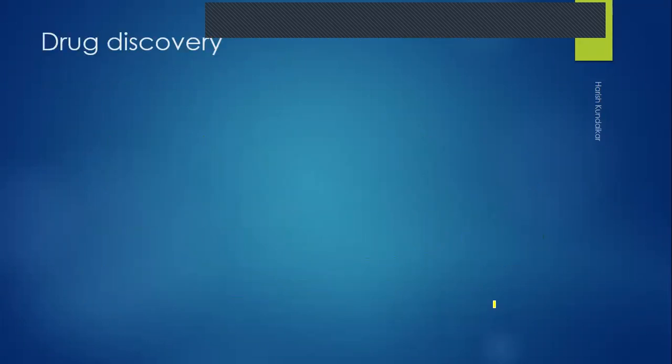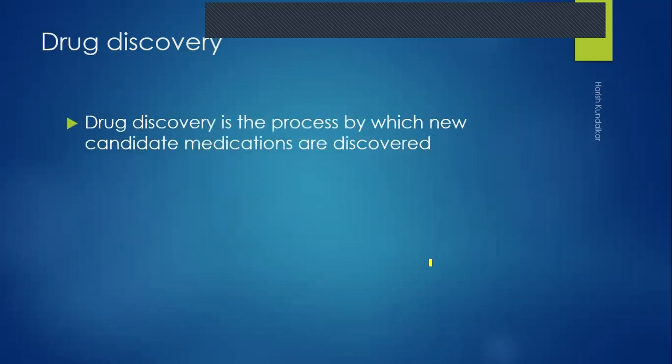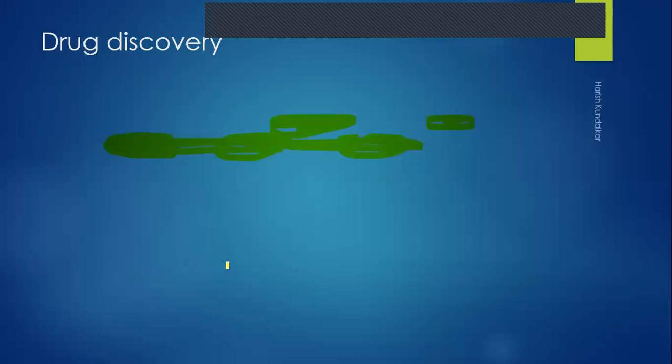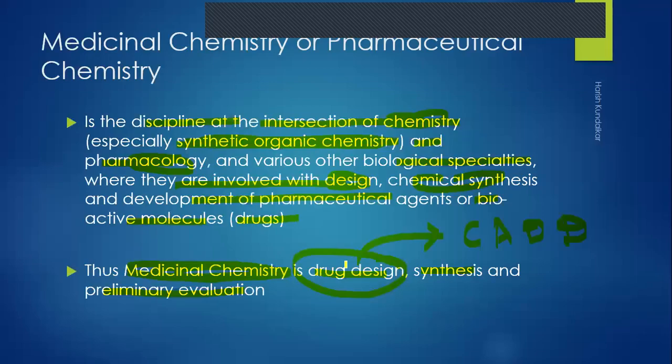Then, what is drug discovery? Drug discovery would be defined as the process by which new candidate medications are discovered. So, if you have to talk about drug discovery, in the previous slide, what we said was medicinal chemistry is drug design, drug synthesis, and drug evaluation, right?